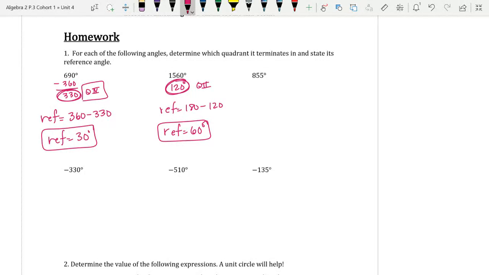855 is also too big, so I'll subtract 360. That's not small enough, so I do it one more time. If I subtract 360 twice, I get 135, which is also a quadrant 2 angle. The rule for quadrant 2 is to take 180 minus the angle. Again, we're using this angle, 135. So the reference angle becomes just 45 degrees.